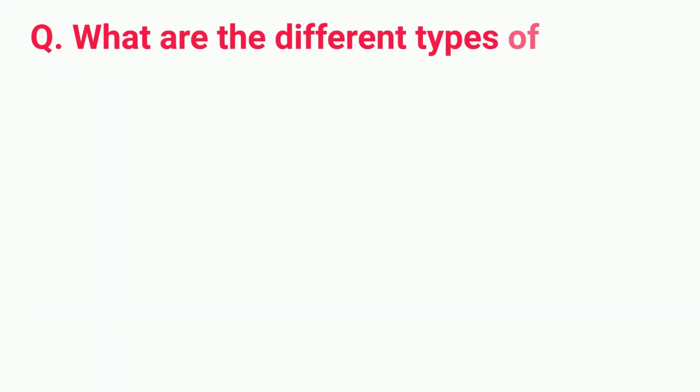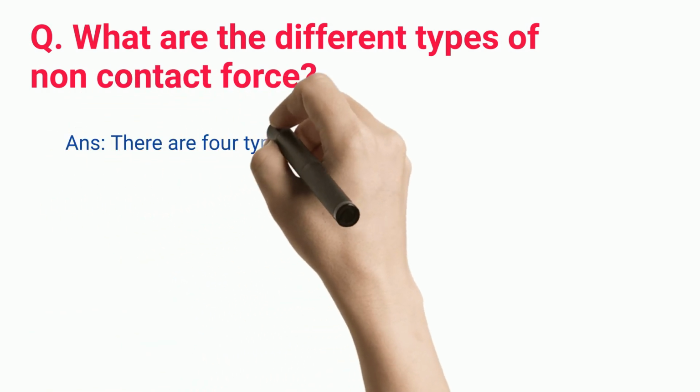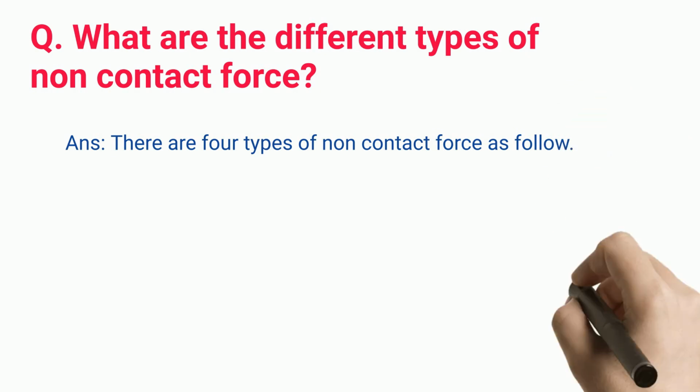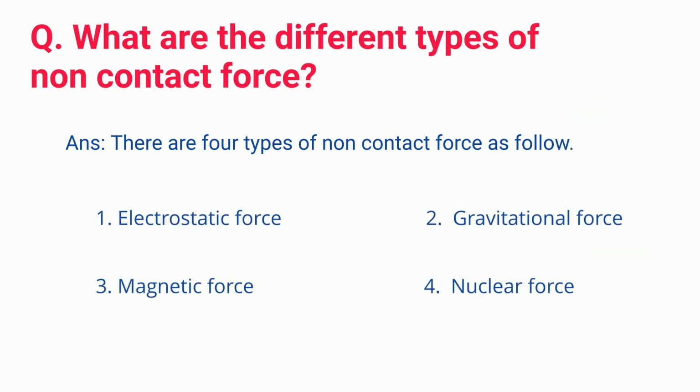Q. What are the different types of non-contact force? ANS. There are 4 types of non-contact force as follows. Electrostatic force, gravitational force, magnetic force, nuclear force.